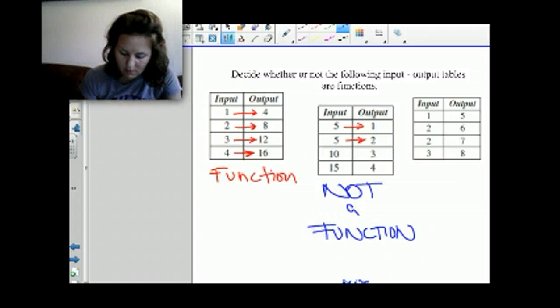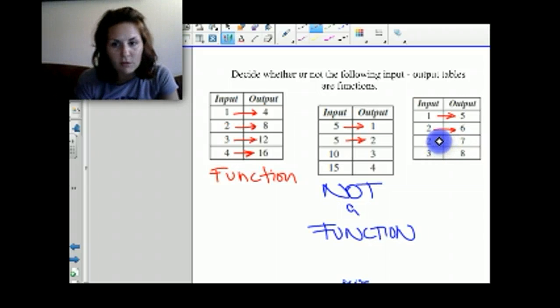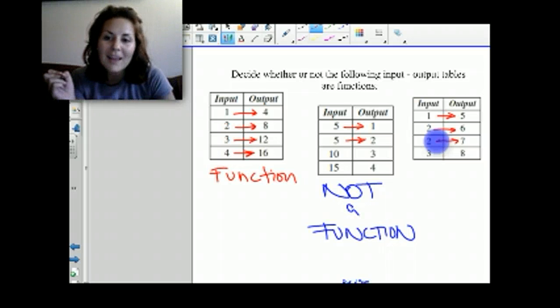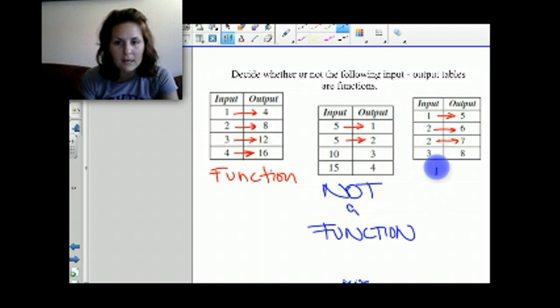Now the third one, my input was a 1, I got a 5. I had an input of a 2 and I got a 6. I put in a 2 again because I'm not letting that factory man give me a broken machine again, and I get a 7. And I say, no thank you, factory man. This is also not a function.